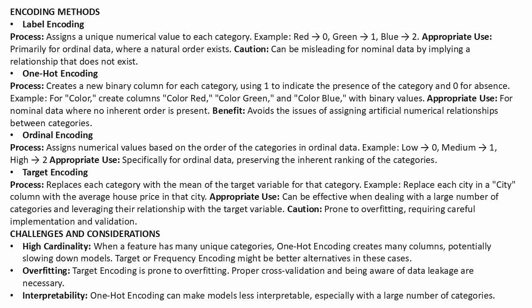Well, there are a few different approaches, each with its own strengths and weaknesses, depending on the situation. One of the simplest methods is called label encoding. It's basically assigning a unique number to each category. Like, let's say we have colors. 0 for red, 1 for green, 2 for blue. Right. A simple numerical representation.